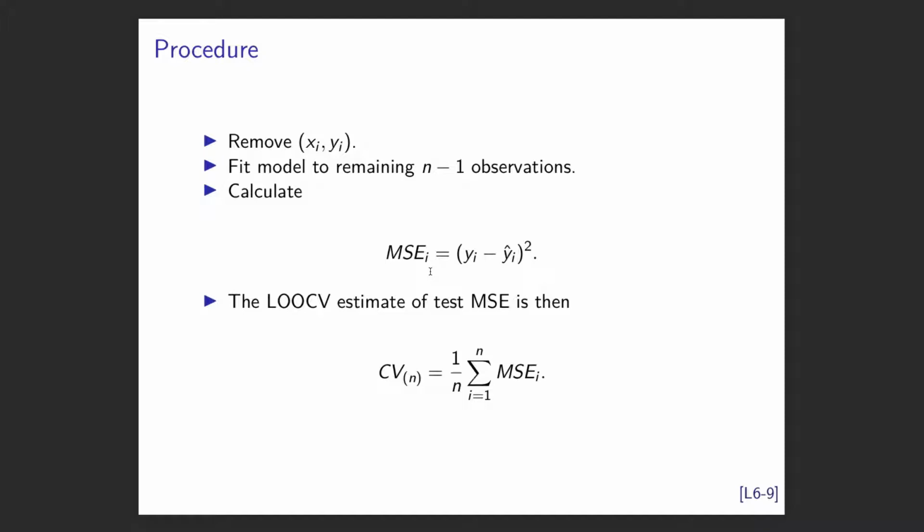So here's the procedure. You remove your data point (x_i, y_i). You fit the model on the remaining n-1 observations. You calculate your squared error for that individual point, which is y_i, its observed value, minus the fitted value, where the model was fitted without that data point. And then for your cross-validation estimate, you average those.